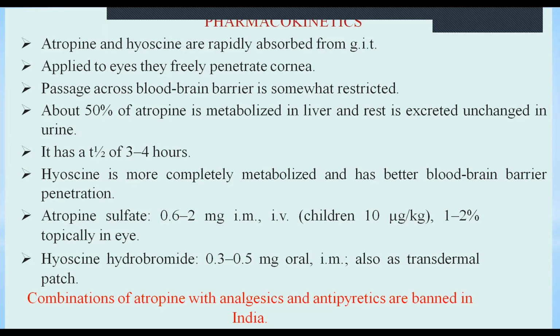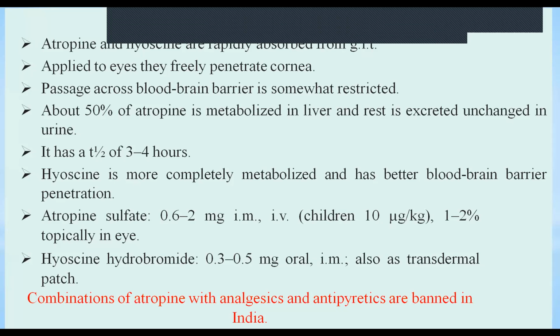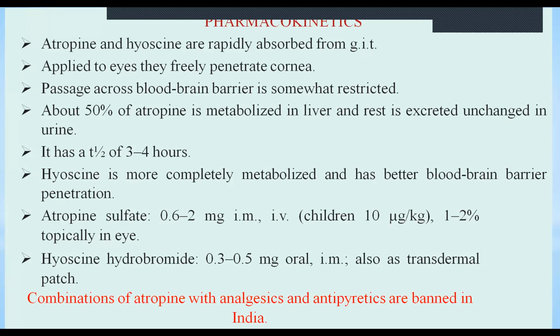The dose of the atropine sulfate is 0.6 to 2 milligram IM or IV, whereas in children it is very less, 10 microgram per kg. A 1 to 2% solution is applicable topically in case of the eye. And for hyoscine hydrobromide, the dose is 0.3 to 0.5 milligram orally, IM, and it can also be used as a transdermal patch.